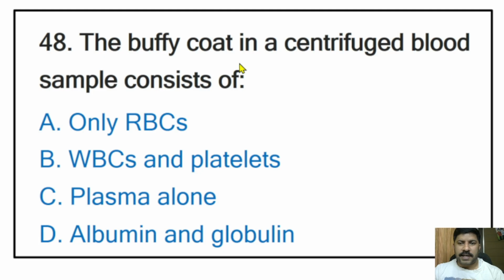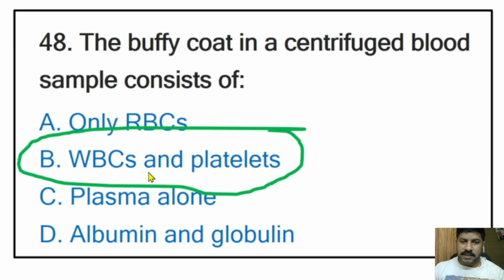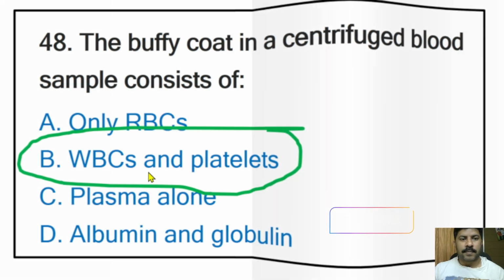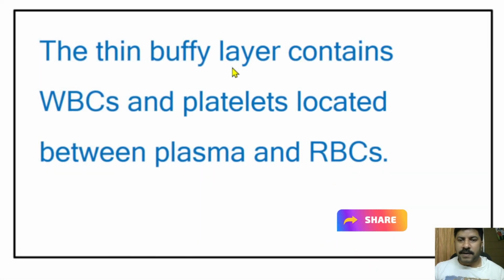The Buffy coat in a centrifuged blood sample consists of only RBCs, WBCs and platelets, plasma alone, or albumin and globulin. So there will be a Buffy coat in centrifuged blood samples, which we can see only in the lab. That is because of WBCs and platelets. The thin Buffy layer contains WBCs and platelets located between plasma and RBCs.